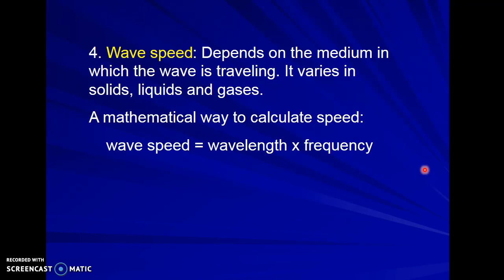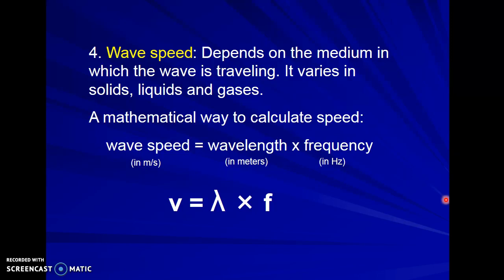Wave speed is equal to the wavelength, so the length of the wave, times the frequency, how many go by in a second. Our wave speed is going to get the units of meters per second. That's what every speed has. Our wavelength is a length measured in meters, and remember, frequency is hertz, which is the same as 1/seconds. So if we're taking a meter times a hertz, which is 1/second, that's going to give us a meter per second for our wave speed.